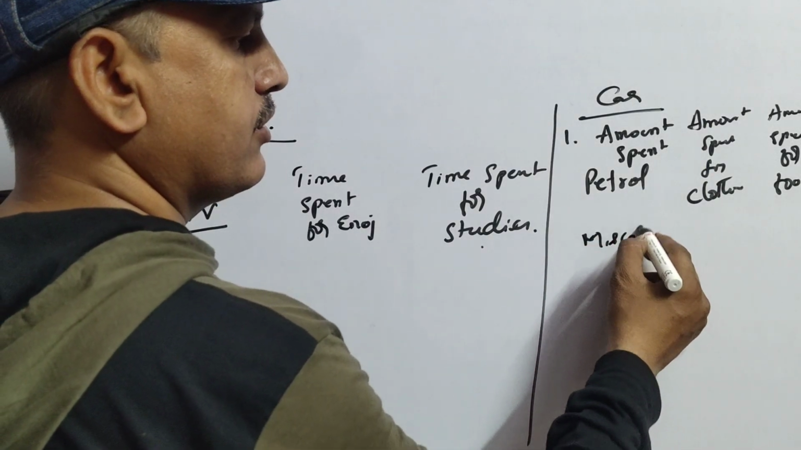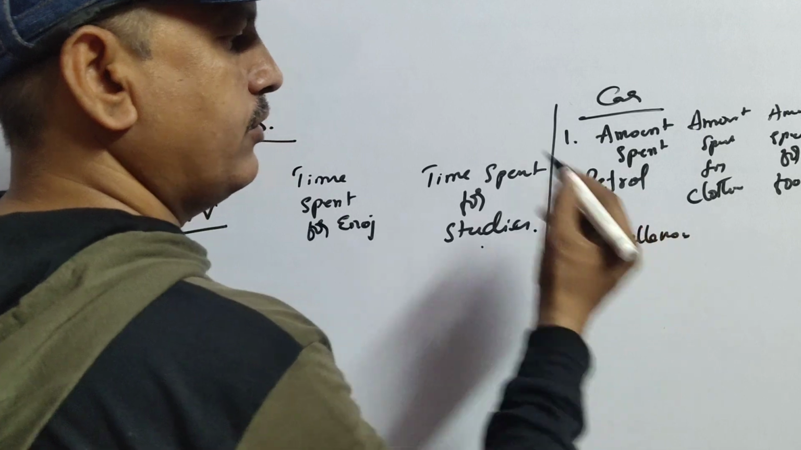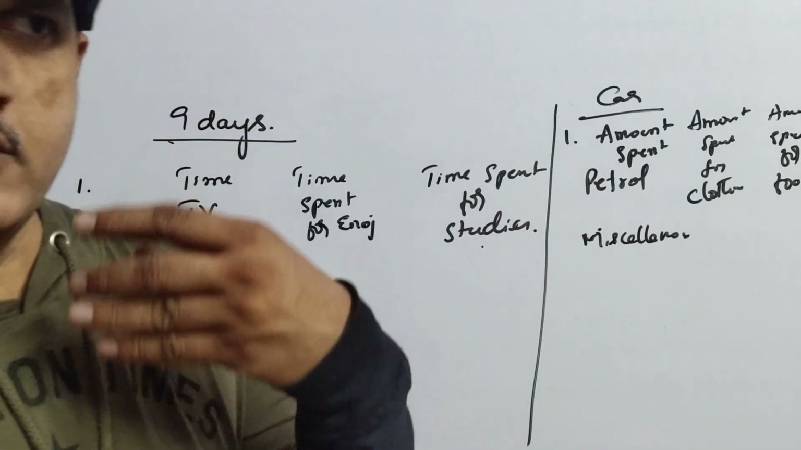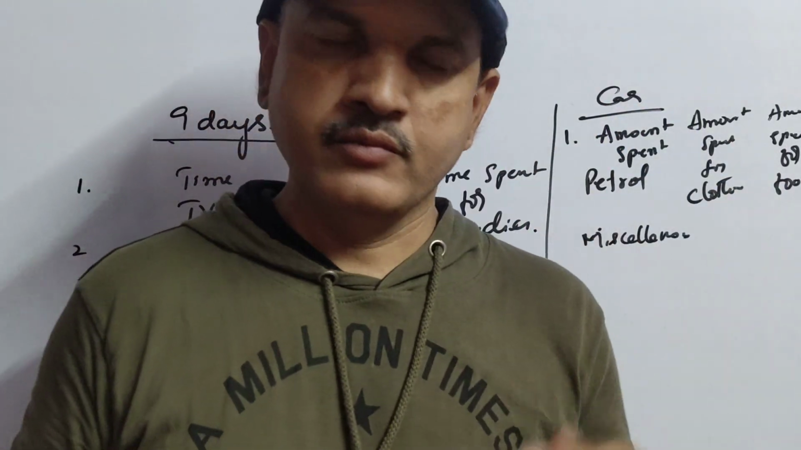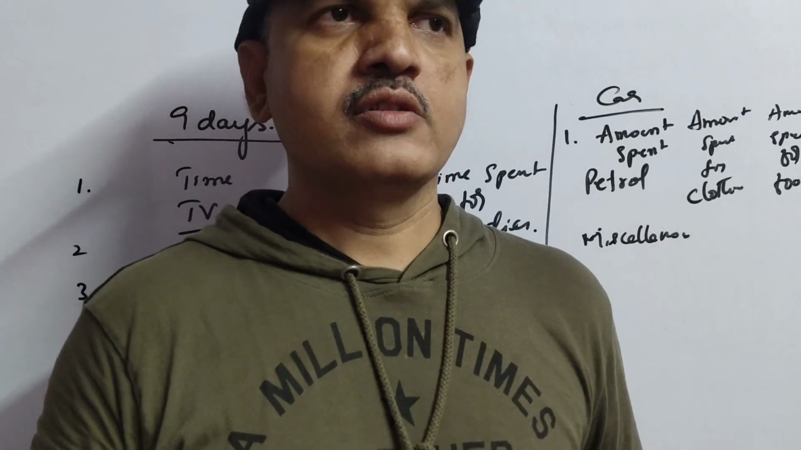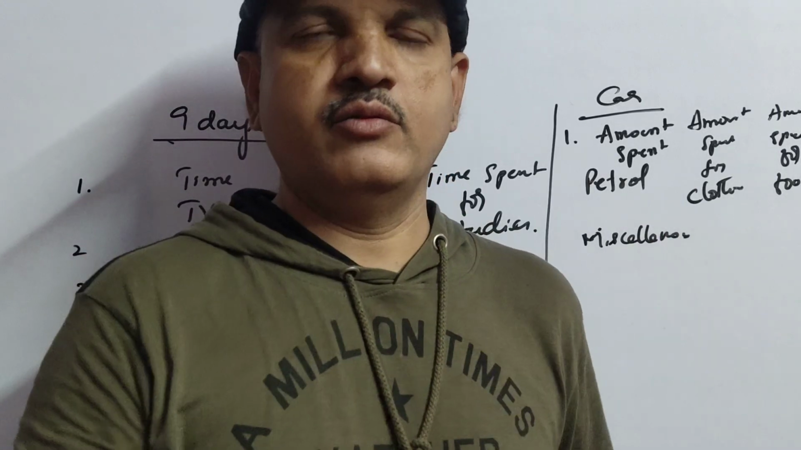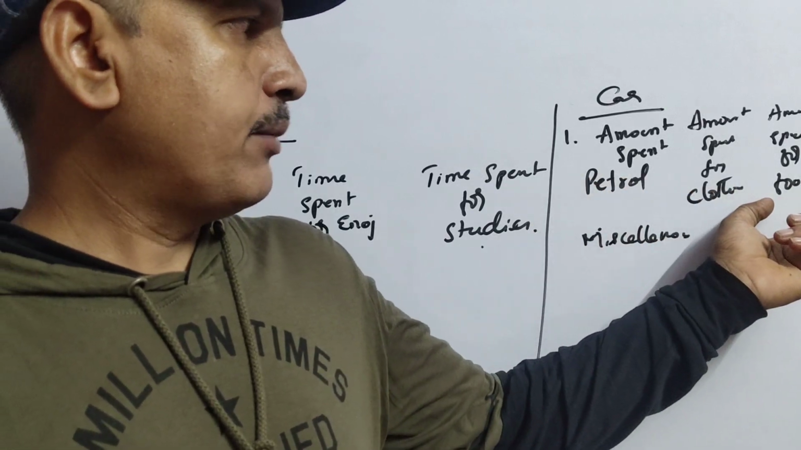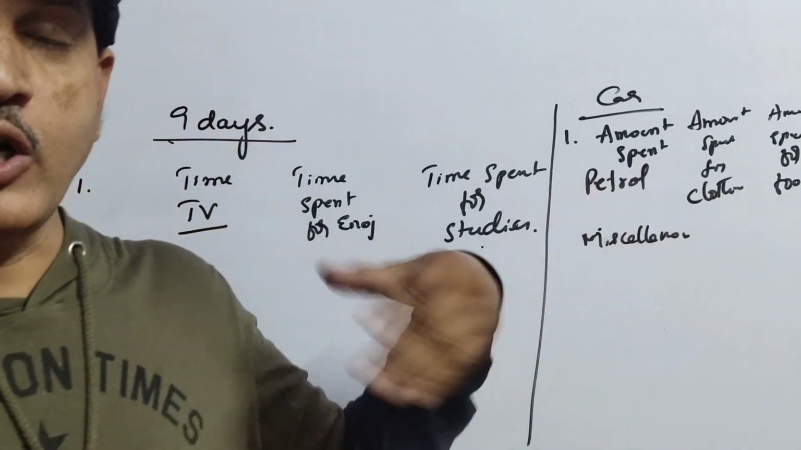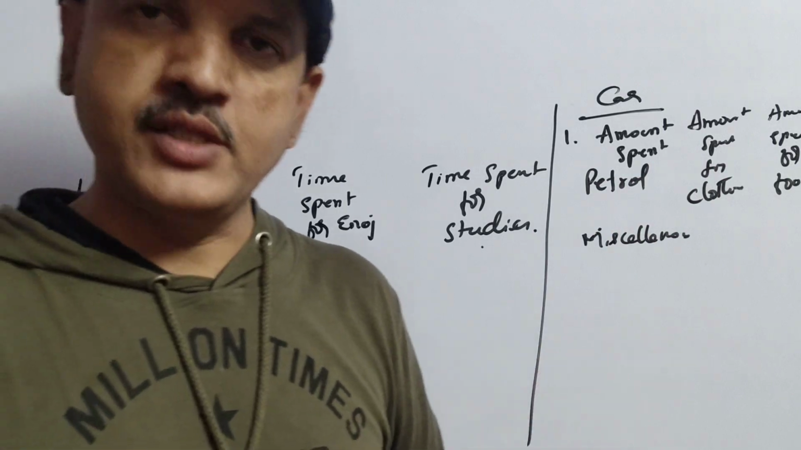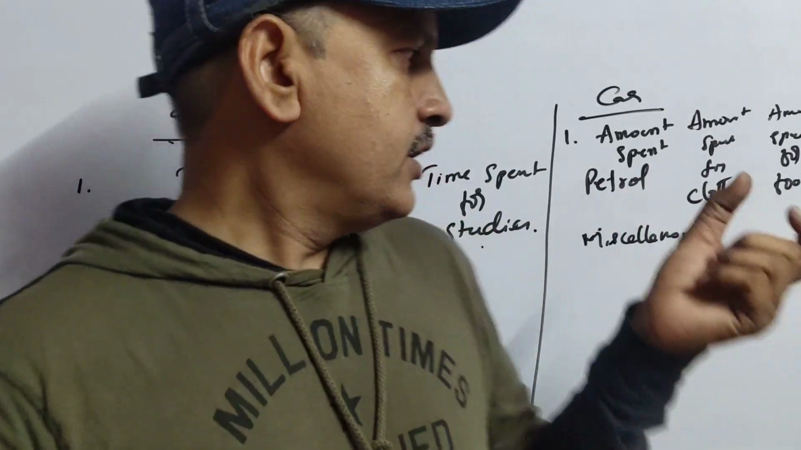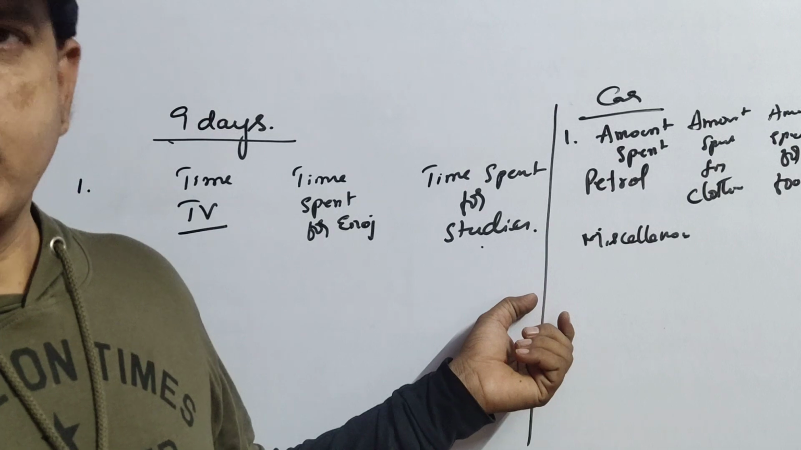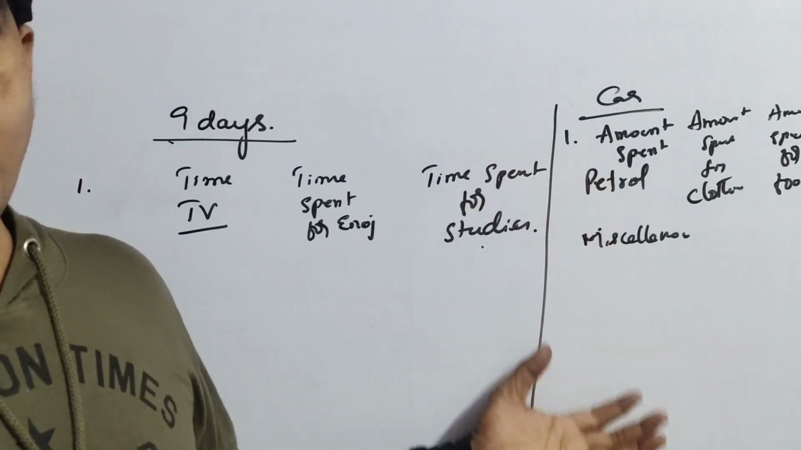Miscellaneous means, like, cinema or some beach, or some other extra expense. Other than petrol, clothing, and amount spent for food, whatever else you have spent comes under miscellaneous. So, in these 9 days, if you travel like this, you can prepare one table like this.